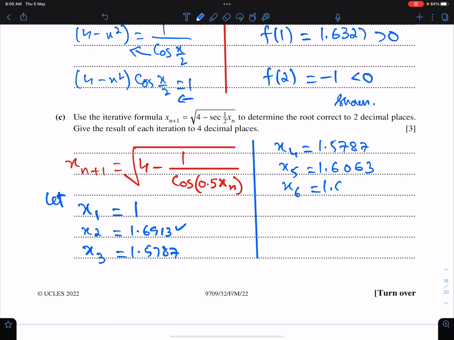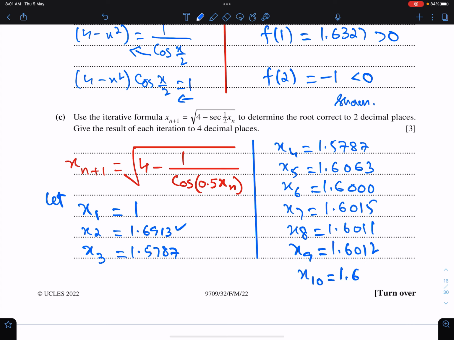So the next number should be 1.600 when we will substitute this into calculator. x7 is 1.6015. x8 is 1.6012. x9 is 1.6012 and x10 is 1.6012. This is the repeated number.